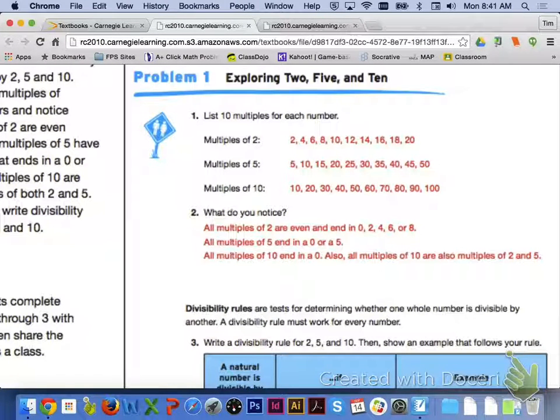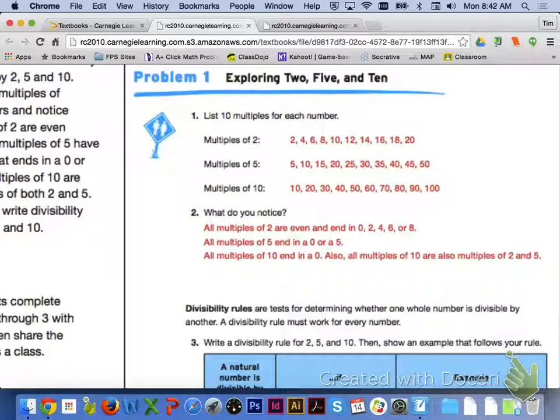If we take a look at number 1, the multiples of 2: 2, 4, 6, 8, 10, 12, 14, 16, 18, 20. Multiples of 5: 5, 10, 15, 20, 25, 30, 35, 40, 45, 50. And the multiples of 10: 10, 20, 30, 40, 50, 60, 70, 80, 90, 100.